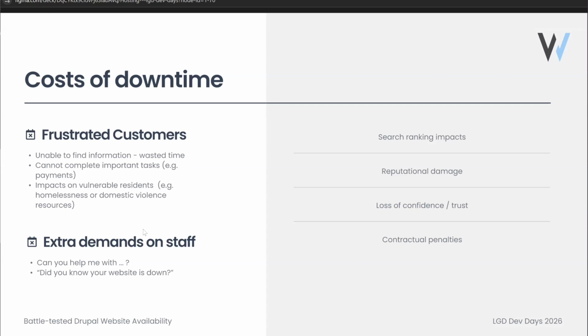Also worth thinking about is the impact on vulnerable residents. Somebody might desperately need to find information about homelessness or domestic violence, for example. So it's important to make sure that these are always available. And of course, if the website's down, it places extra demands on staff. People ringing up, can you help me with this because I can't do it online? Or even, did you realize that your website's down?